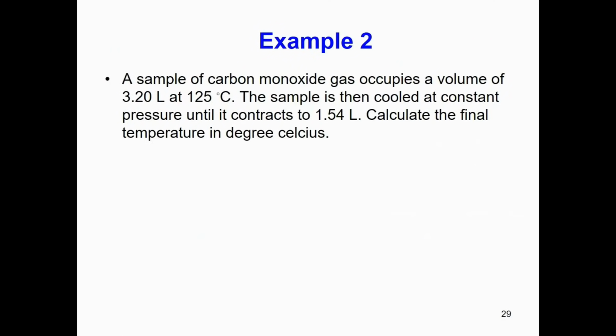Now let's look at example 2. A sample of carbon monoxide gas occupies a volume of 3.2 liter at 125 degrees Celsius. The sample is then cooled at constant pressure until it contracts to 1.45 liter. We have to calculate the final temperature in degrees Celsius.